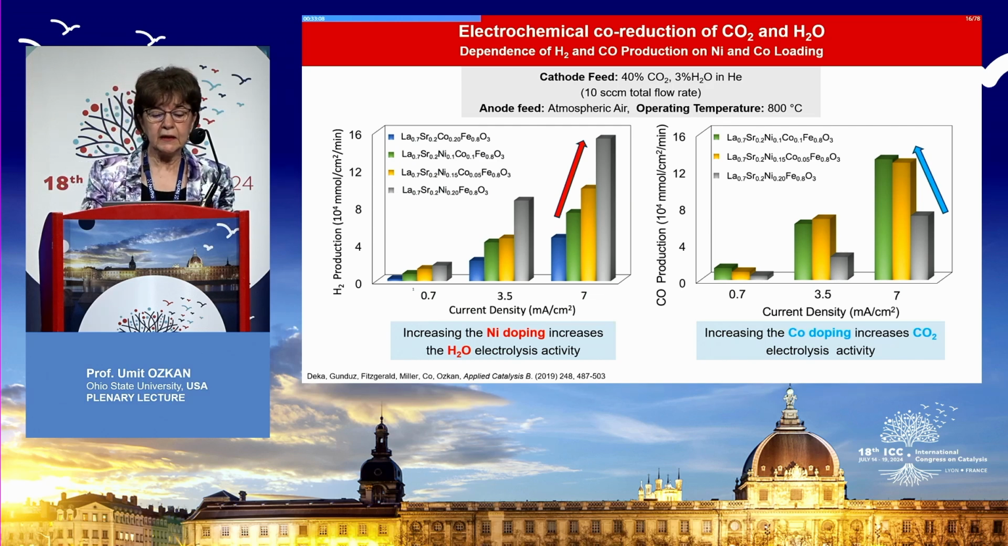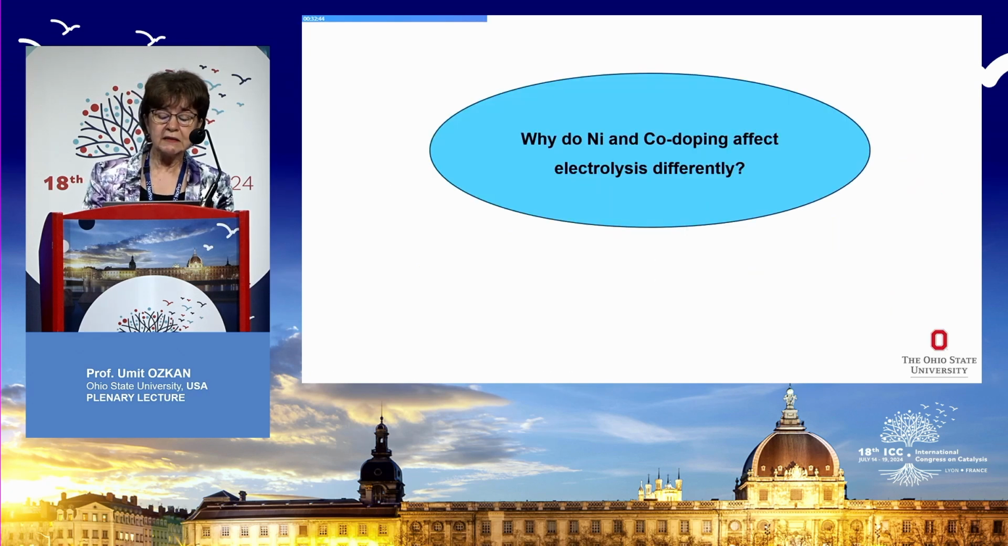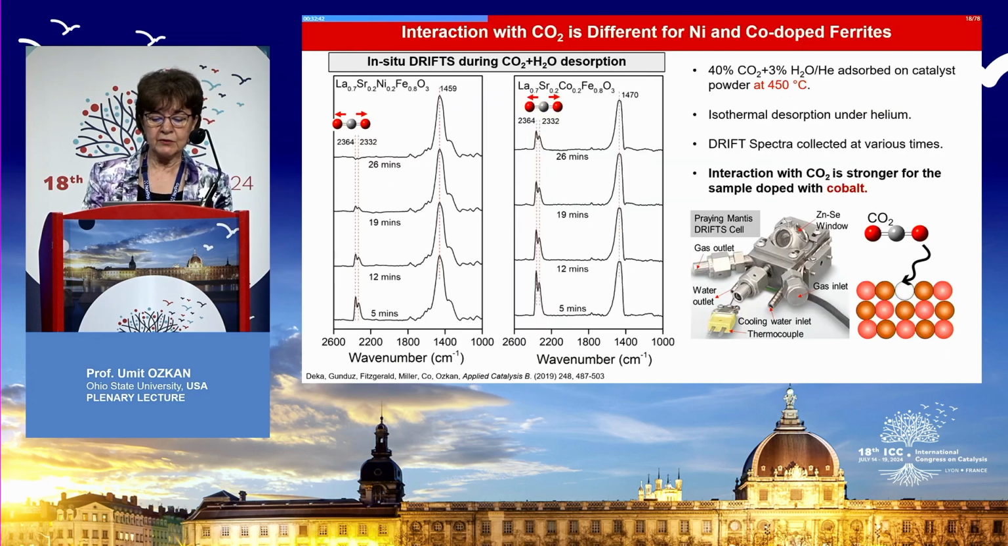If we look at the electrocatalytic co-reduction activity, we see that the effect is in different directions. Increasing the nickel doping is increasing the water electrolysis activity, as we see here. Increasing the cobalt doping is increasing the CO2 electrolysis activity. So why are these different? Why are these in opposite directions?